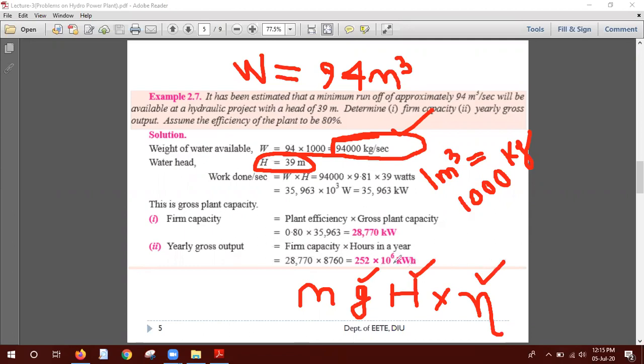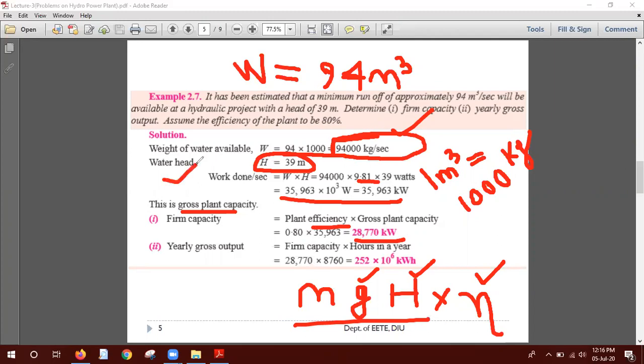So if you multiply everything, my student, you will get the firm capacity. Here you can see that first they multiplied with the flow, then they multiplied with 9.8, then they said that this is the gross plant capacity. Then they multiplied with the plant efficiency, then said that this is the firm capacity. It's not required. It's a very lame way of solving problems. You just use one equation, place all the information one time, and you get the firm capacity. So it's not required that you do it step by step.